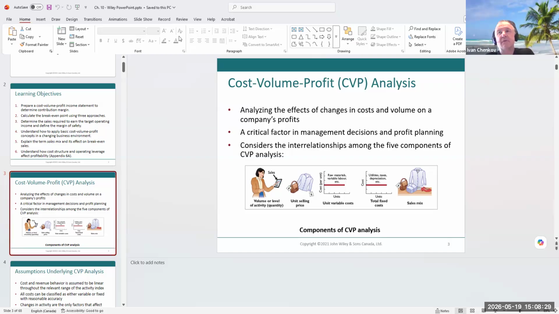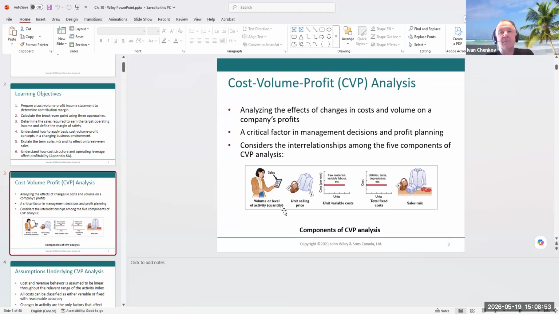Now, these are the critical factors in management in order for you to plan and to make decisions on which product you should sell, which product you should not sell. And again, we're going to consider the interrelation and how these 5 elements communicate or affect each other.